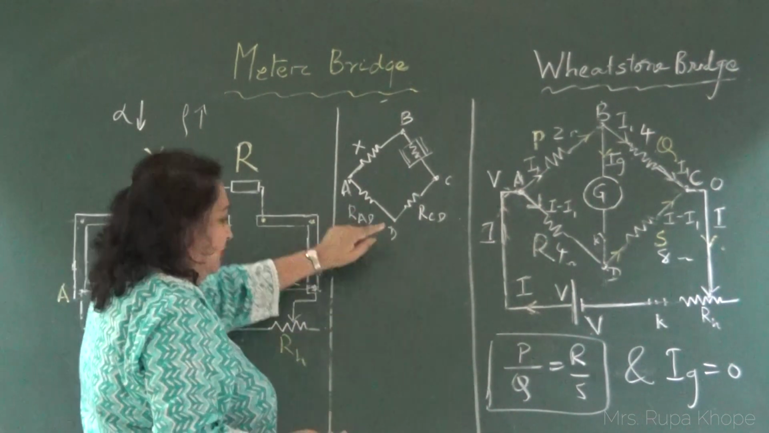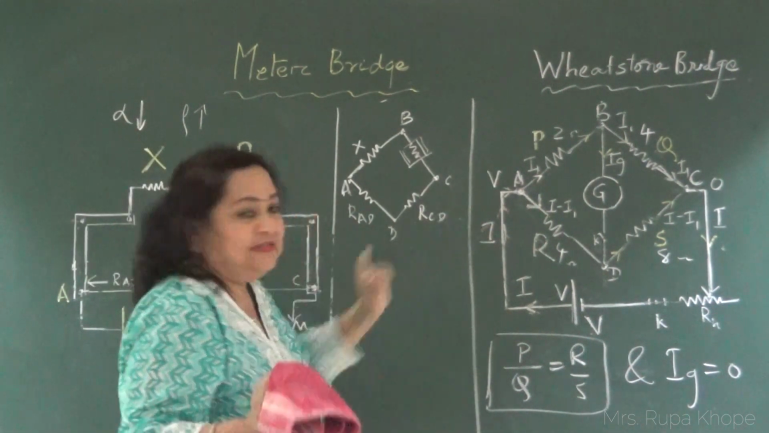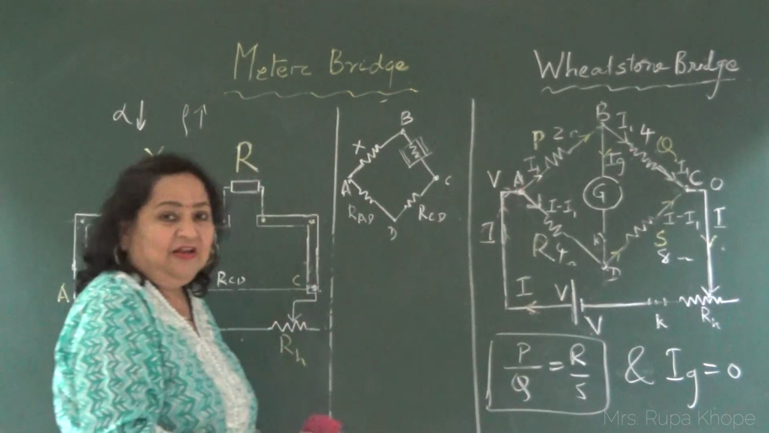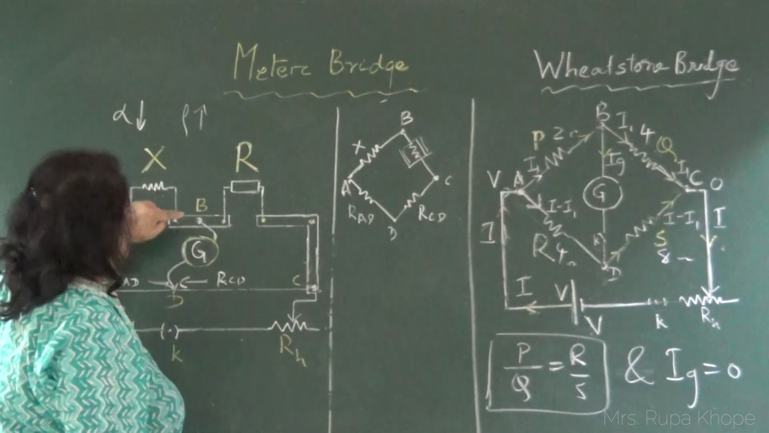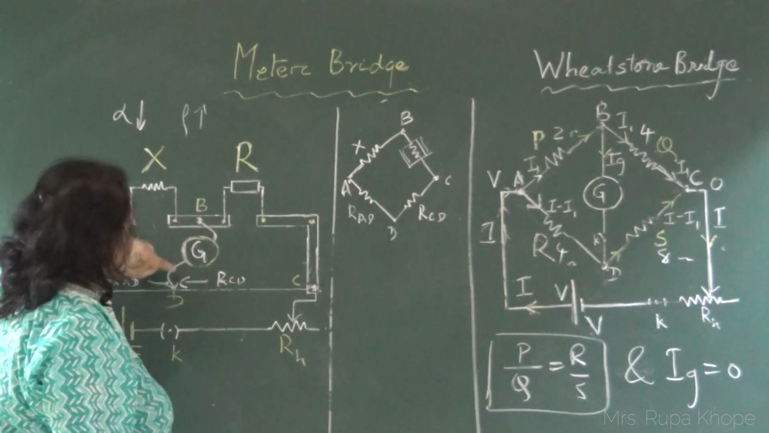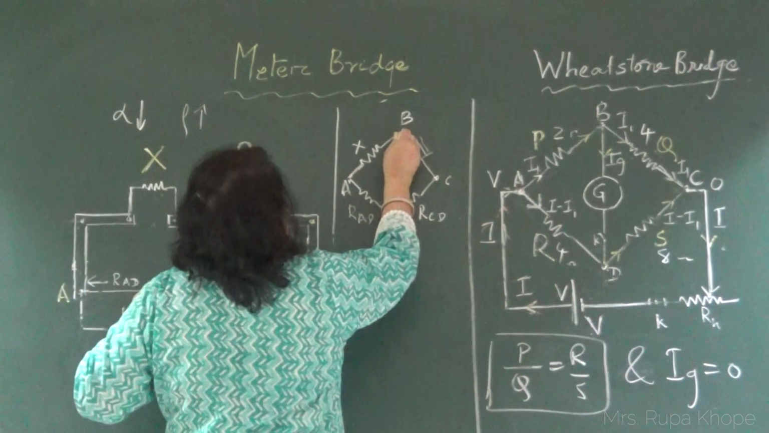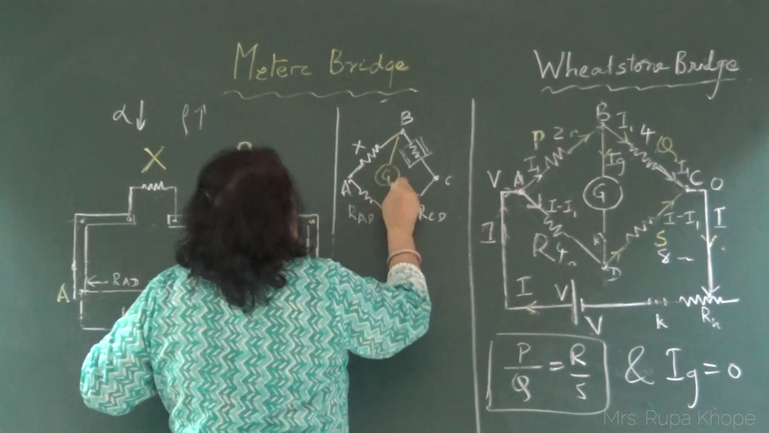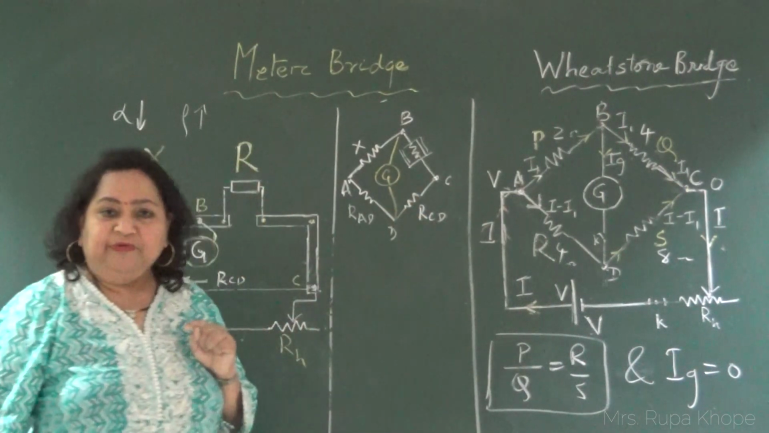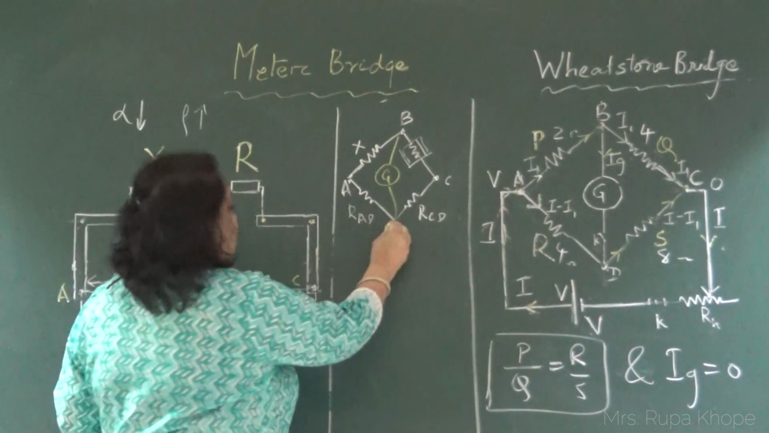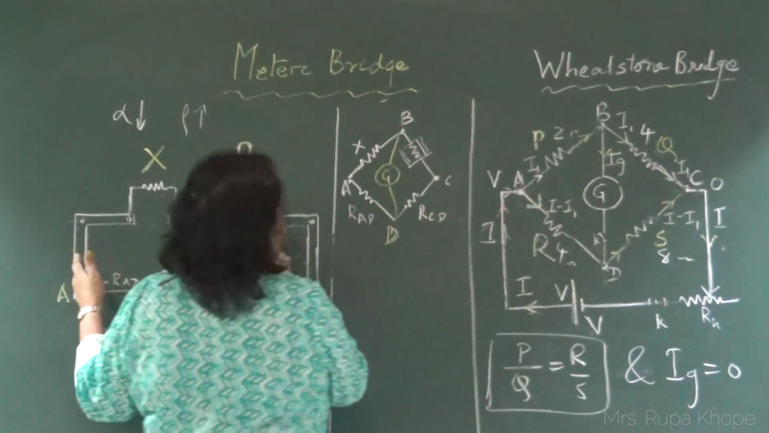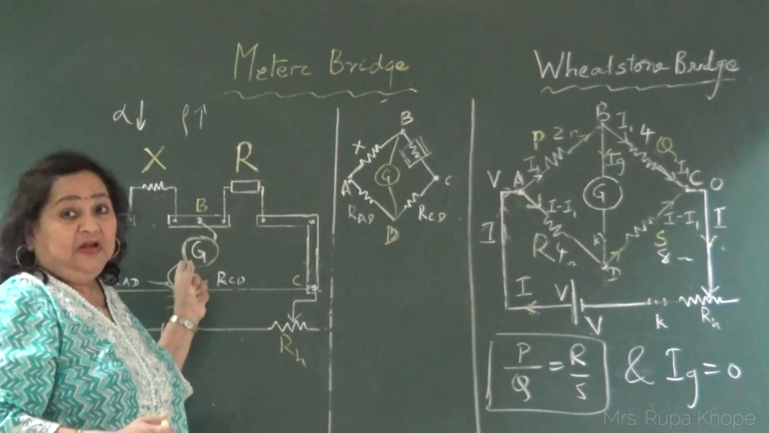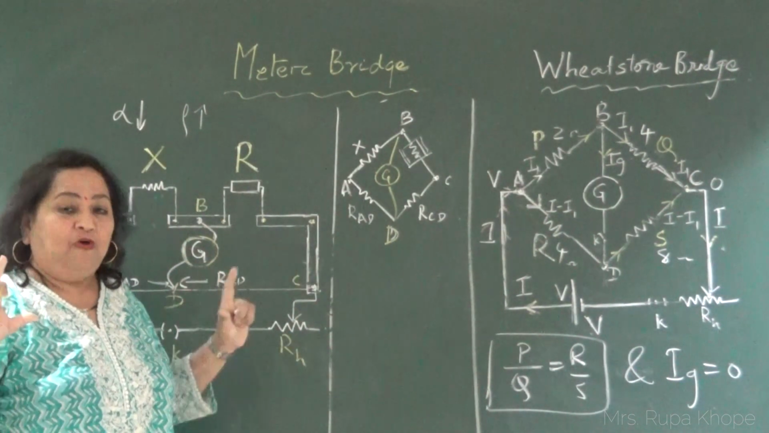So here we will change on this circuit. Is it not the same one? What is missing by the way? Galvanometer. It is connected between B and D. So this is my galvanometer. Connected between B and D. So this is exactly a meter Wheatstone bridge, only in different modified form.